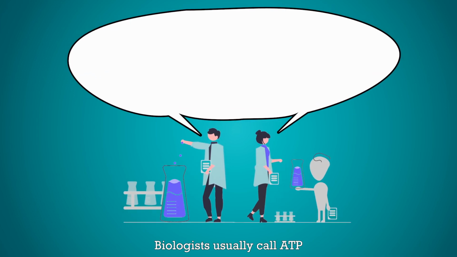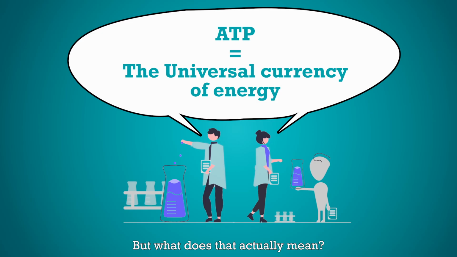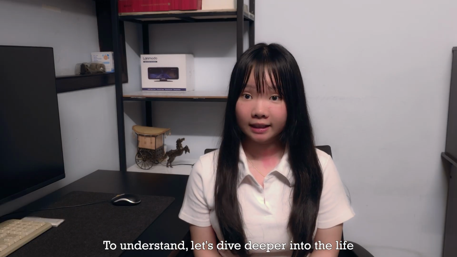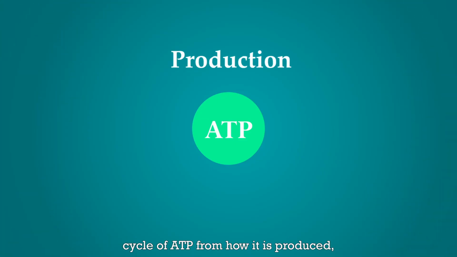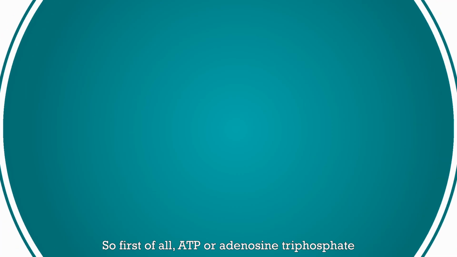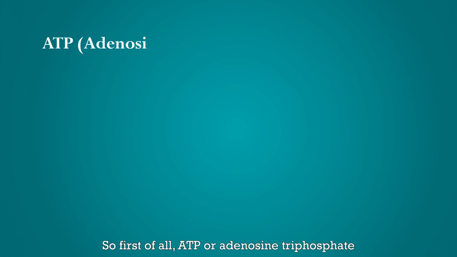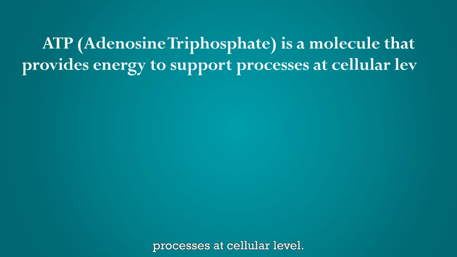Biologists usually call ATP the universal currency of energy, but what does that actually mean? To understand, let's dive deeper into the life cycle of ATP, from how it is produced to how it is used and finally how it is recycled. So first of all, ATP, or adenosine triphosphate, is a molecule that provides energy to support processes at the cellular level.